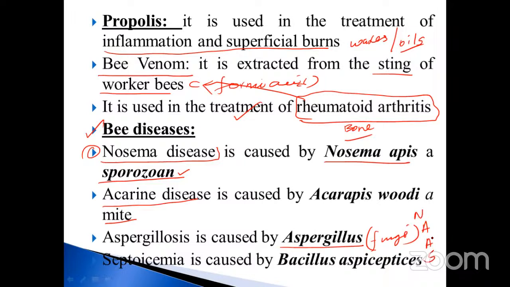N-A-A-S mnemonics. Nosema, Acarapis, Aspergillus, Septicemia. These are the corresponding names. Nosema: Nosema apis. Acarapis: Acarapis woodi. Aspergillosis: Aspergillus. Septicemia: Bacillus. Okay, my dear, this is very, very important.